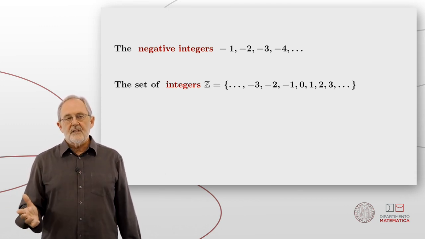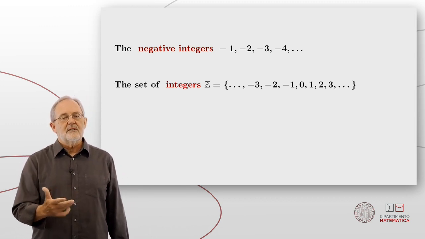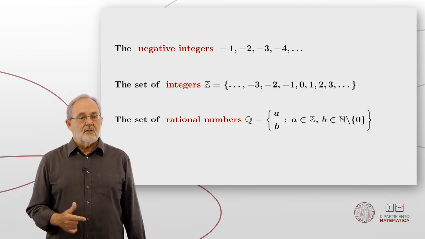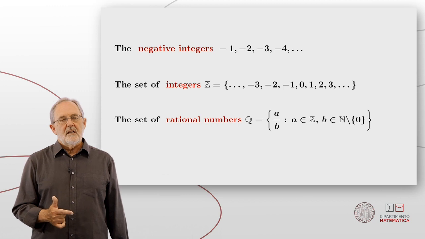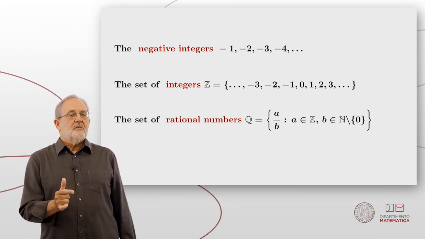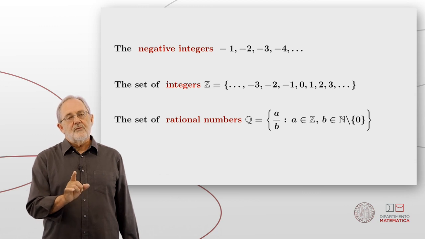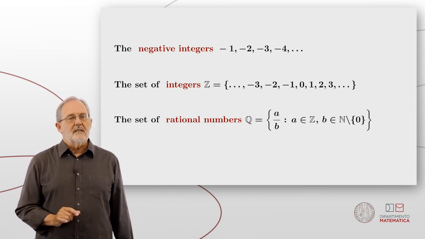You put all the integers together, the natural numbers and the negative integers, and you have the set of all integers called Z. The set of rational numbers, denoted Q, is the set of all fractions a over b, where a and b are chosen among any integers. The only problem is you have to avoid 0 for b because division by 0 is not defined.